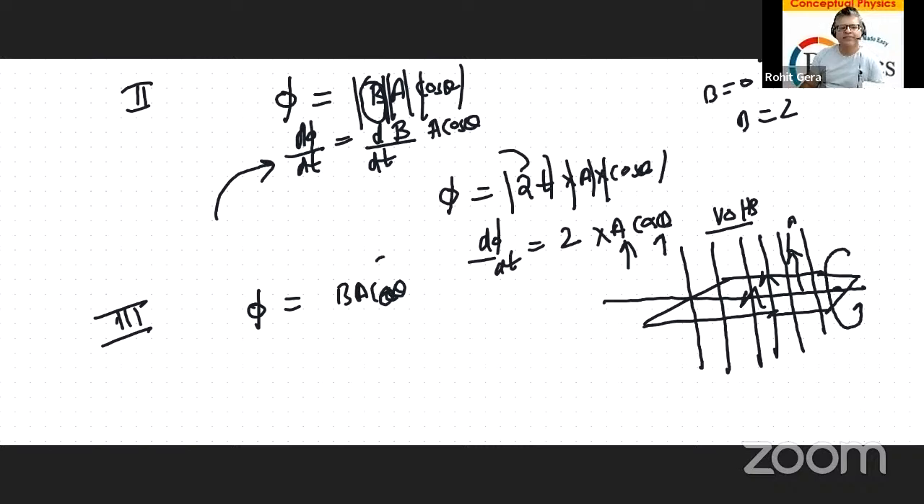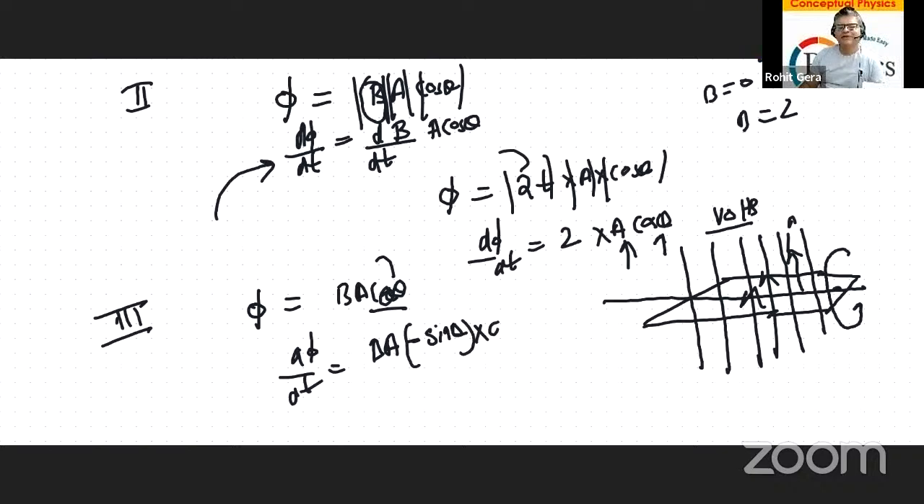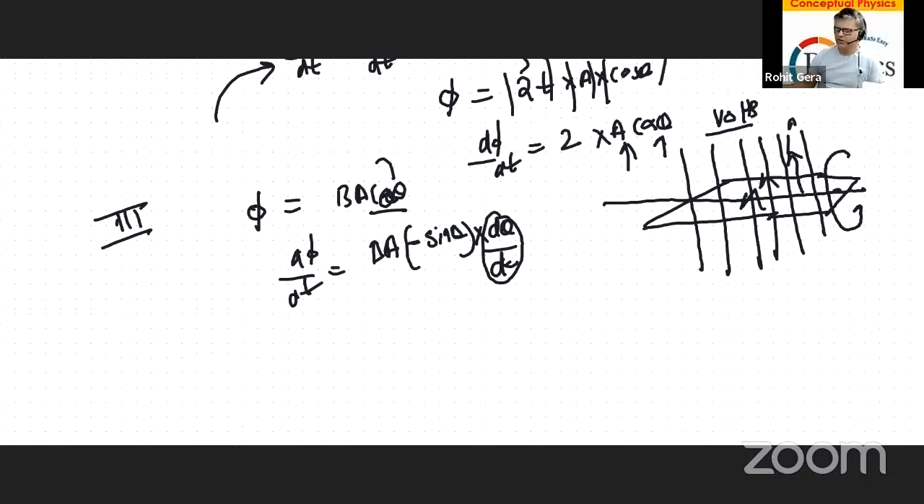So you will say d phi by dt is equal to BA times the derivative of cos theta, which is minus sine theta, theta is changing, right, into d theta by dt. d theta by dt is the angular velocity of the rotation of the coil. Okay, so this becomes minus BA sine theta omega, and theta, which is the angle between them at any instant, can be calculated using omega t.